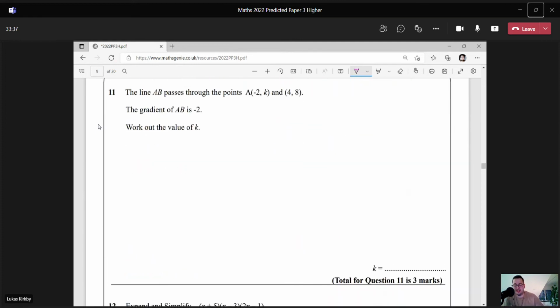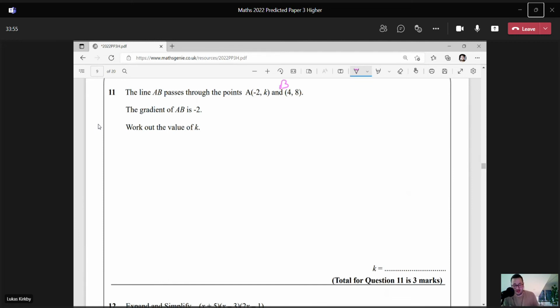Right, number 11. So the line AB passes through the points (-2, k), that's A, and (4, 8). So I'm assuming that's B. I think that's a typo on the exam. Okay, and the gradient of AB is -2, and we want to work out the value of k.